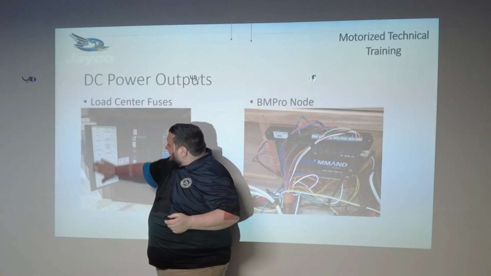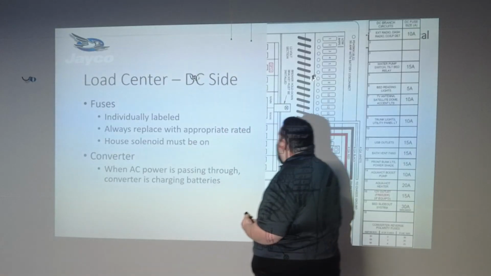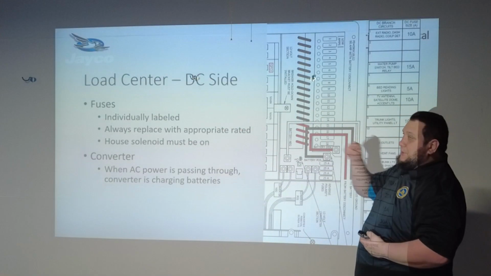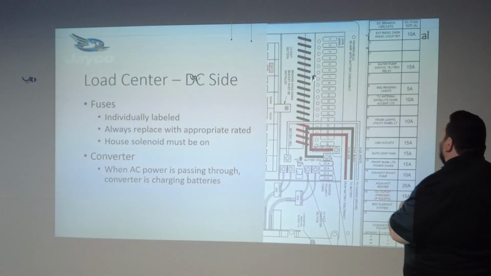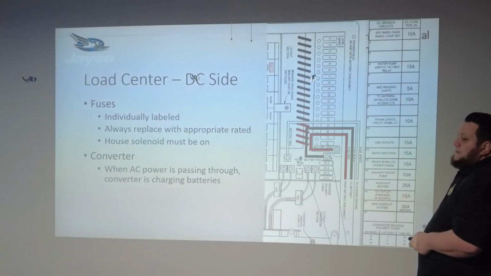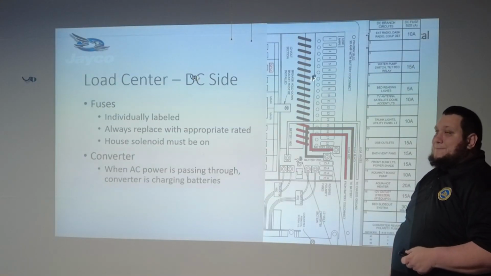The label is going to be right here. You can see it right there, that sticker. So we can always take a look at that sticker and know what it's rated for, regardless of what the customer has actually put in. We can look at it and go, oh, well, they've got a 15 amp fuse on number 7, but I see on the label it's supposed to be a 10.